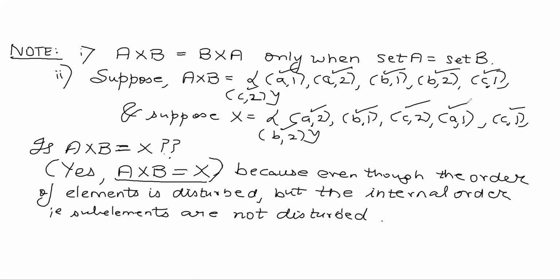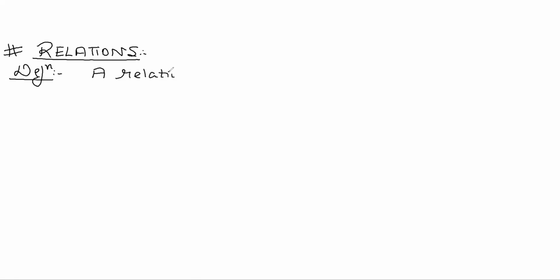So now we are starting with the main thing. Now your heading is relations. So let's write the definition. A relation R from X to Y. A relation R from set X to set Y is a subset of the Cartesian product X cross Y.